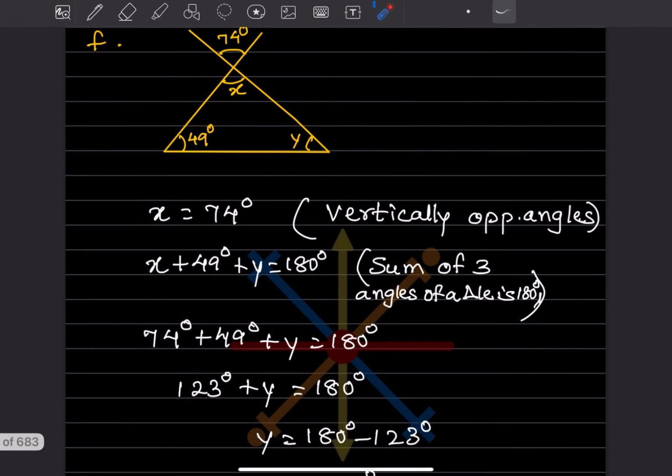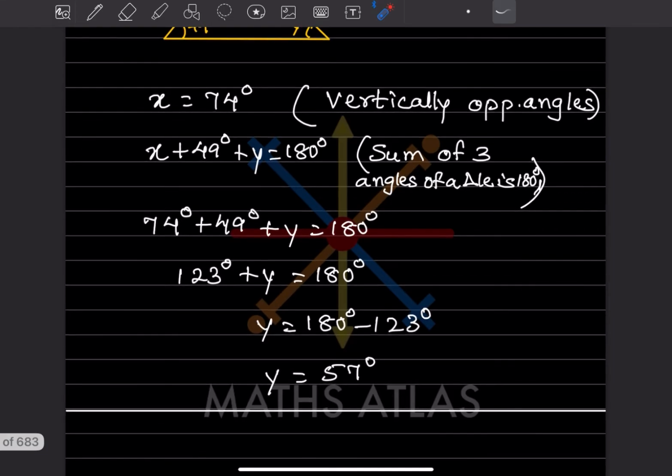So in place of x, now we know that is 74. This you will write as it is, 180. So when you add this one, that is going to be 123 plus y is 180. So y will be 180, this will go here, that will be minus 123. That will be 57.